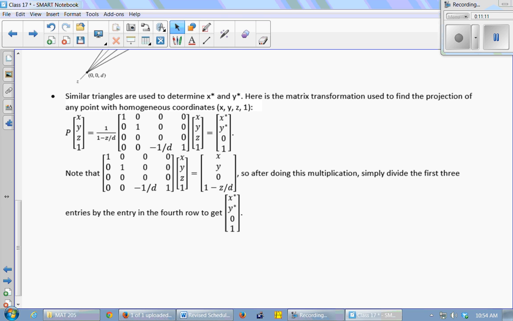Why is there a row of zeros? In order to make the third entry of the result be 0, because we want to land in the XY plane. 0, 1, yep.